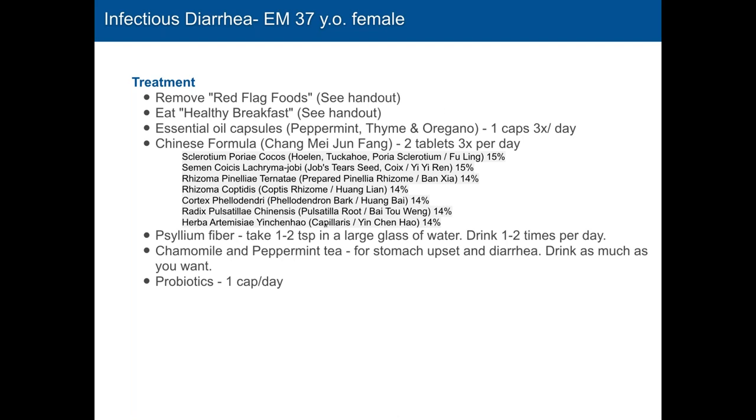Now, we didn't discuss a lot of Chinese herbs, but this is the Chinese formula. It's also called intestinal fungus formula. So I'm using this as an example that I don't always just use herbs. The reason why I like sometimes using these is not everyone wants to drink tinctures, and I particularly like this formula. So I gave her that, some psyllium, some chamomile.